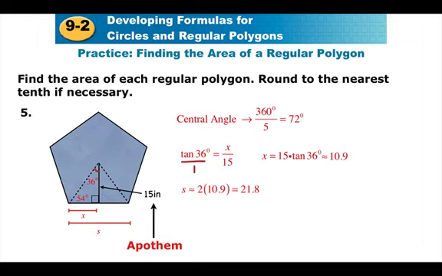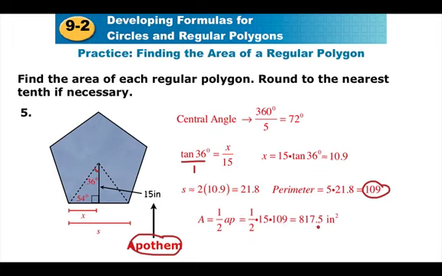So this is 21.8. This is 21.8. And going around this pentagon, how do I find the perimeter? 5 times 21.8 is 109. So now I know the perimeter, the apothem is given to me, so I can apply my formula. Area equals 1/2 apothem times perimeter, and substitute, multiply, and this is my answer rounded to the nearest tenth. There are a lot of steps, but it's nothing too complicated. You just have to remember what steps you need to do first, second, and so forth.